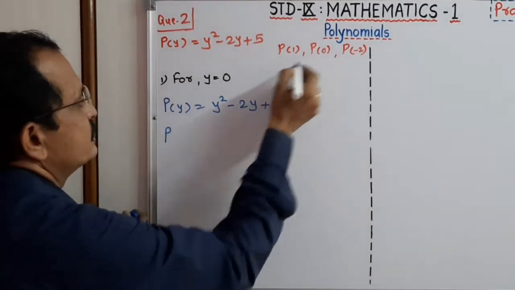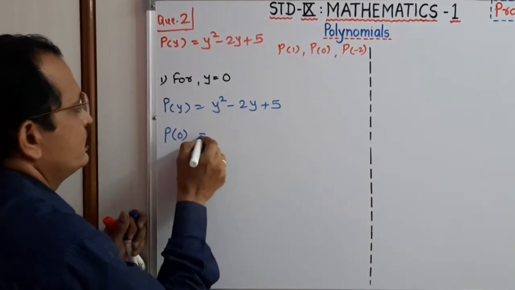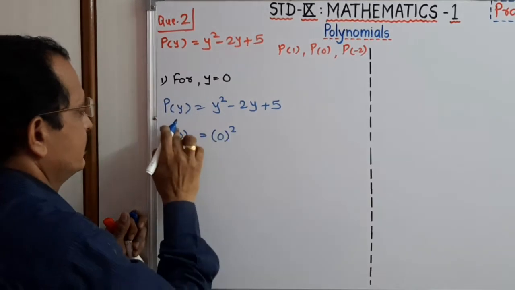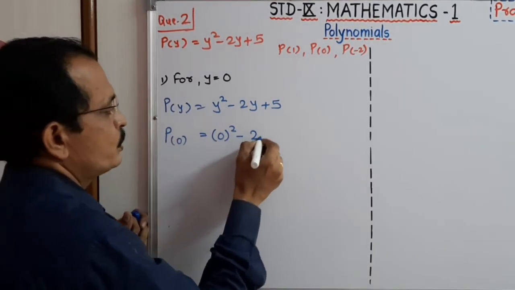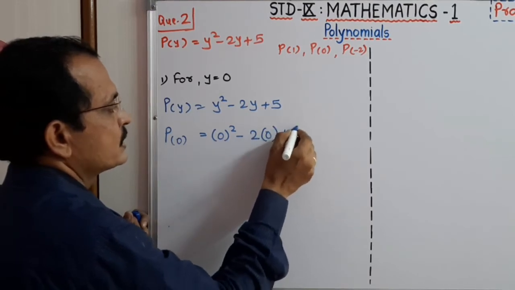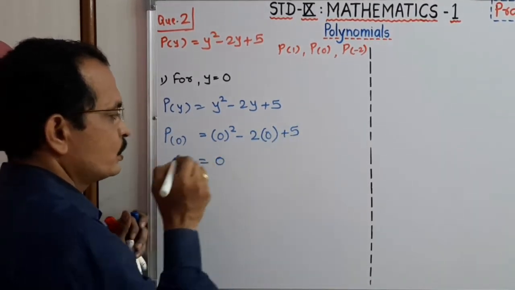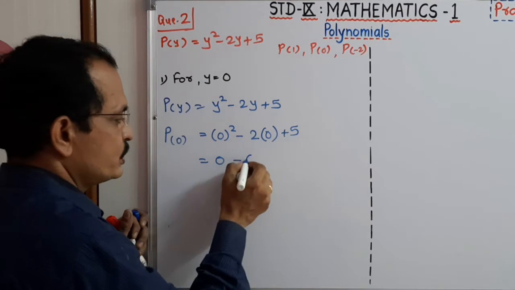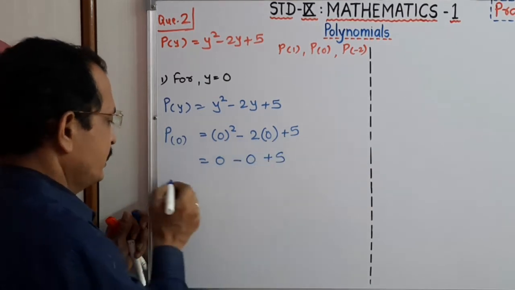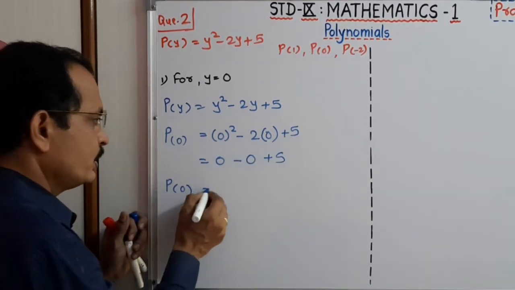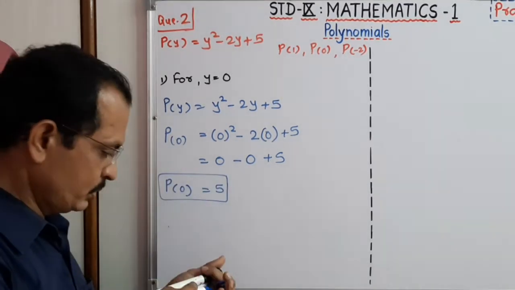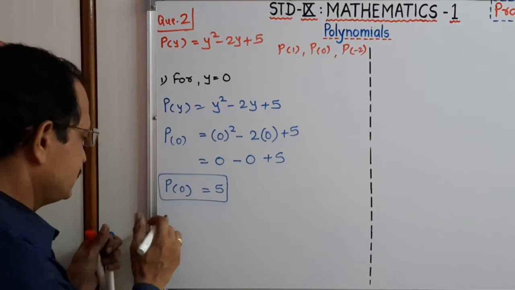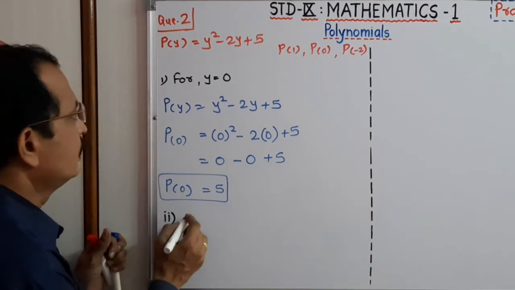P(0) is equal to 0 square minus 2 into 0 plus 5. Square of 0, 2 into 0, plus 5. Therefore P(0) is equal to 5. Now see, dear student, very simple.